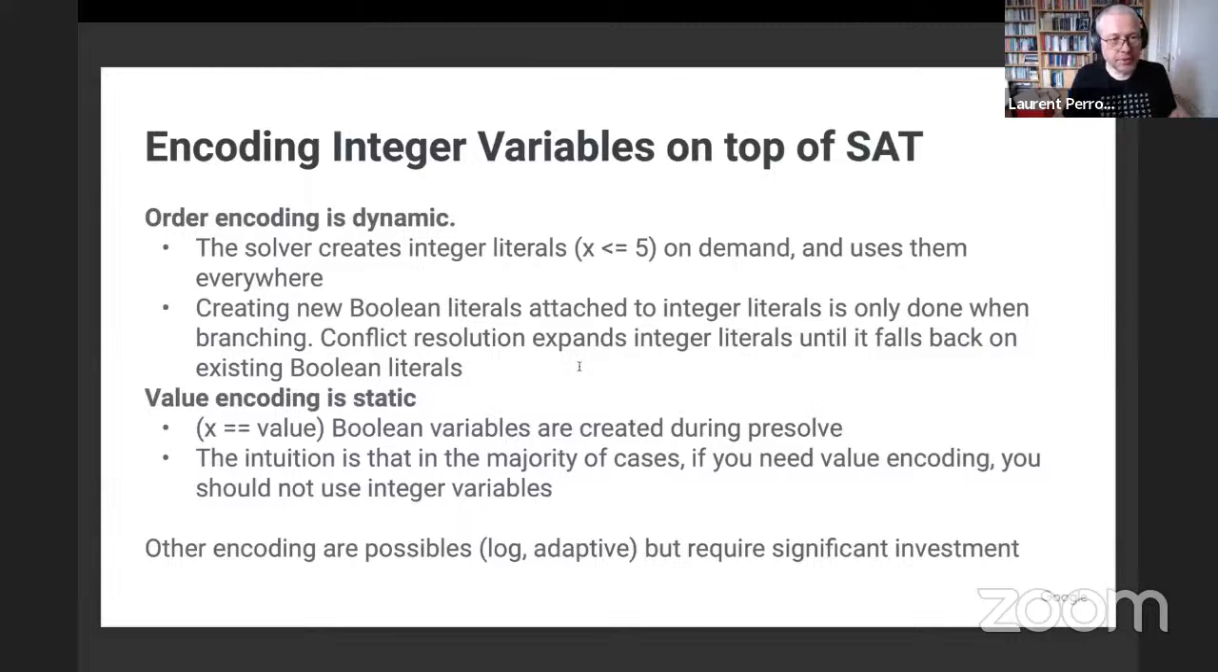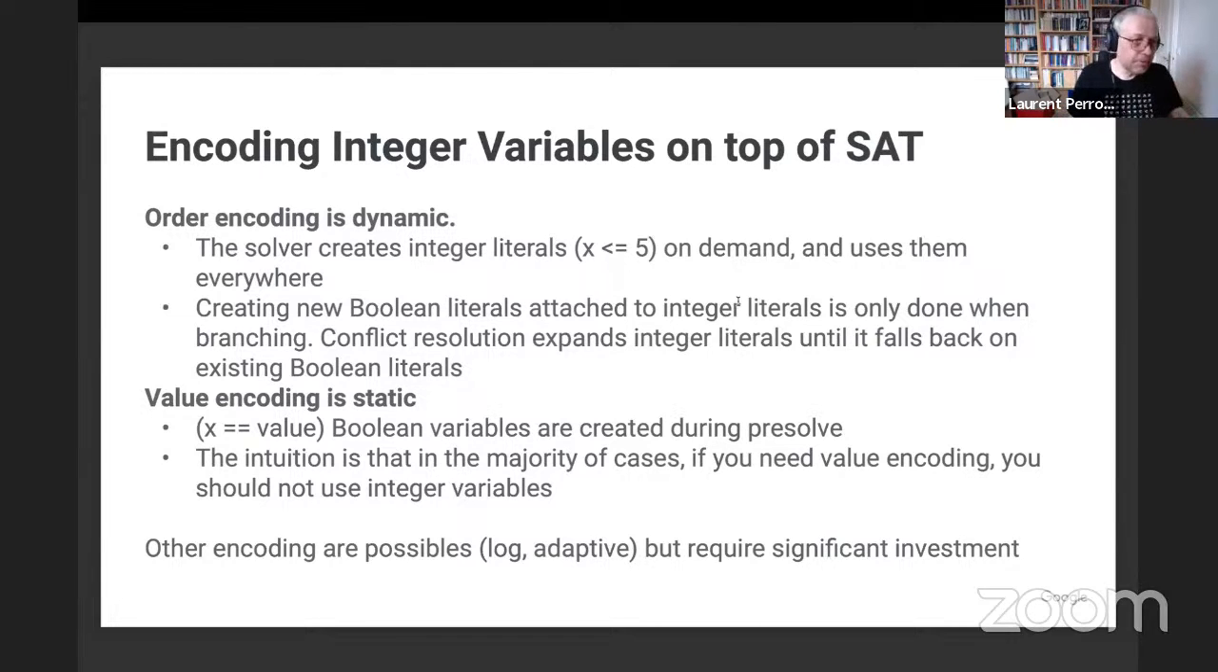The value encoding, which is variable equal value, and its negation variable different than value, is statically decided. During presolve, we expand the domains if the constraint uses that. For instance, for an element constraint, the index will be expanded into a set of Booleans, and each Boolean will imply that the target is equal to the element in the array. So the value encoding is static and decided at presolve, and the order encoding is dynamic.